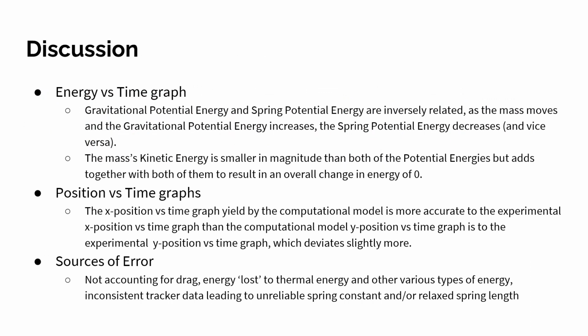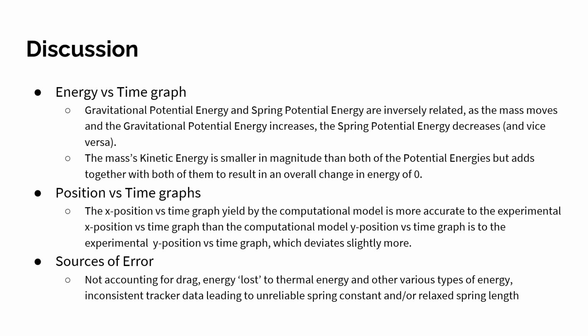Discussion. Energy versus time graph. Gravitational potential energy and spring potential energy are inversely related. As the mass moves and the gravitational potential energy increases, the spring potential energy decreases, and vice versa. The mass's kinetic energy is smaller in magnitude than both of the potential energies, but adds together with both of them to result in an overall change in energy of 0.